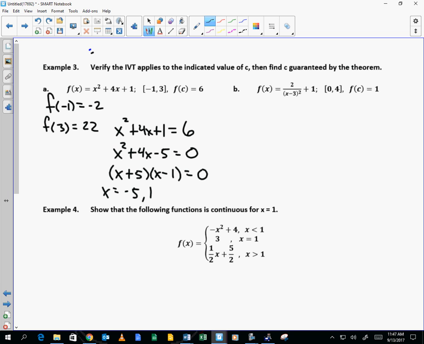The answer is not "extraneous." It's simply, starts with an I. Interval. Very good. Negative 5 is not in the interval. The function does have a value of 6. It's a parabola, so it's going to have that value twice. But negative 5 is outside the interval. 1 is inside the interval. So we found out that c is equal to 1.